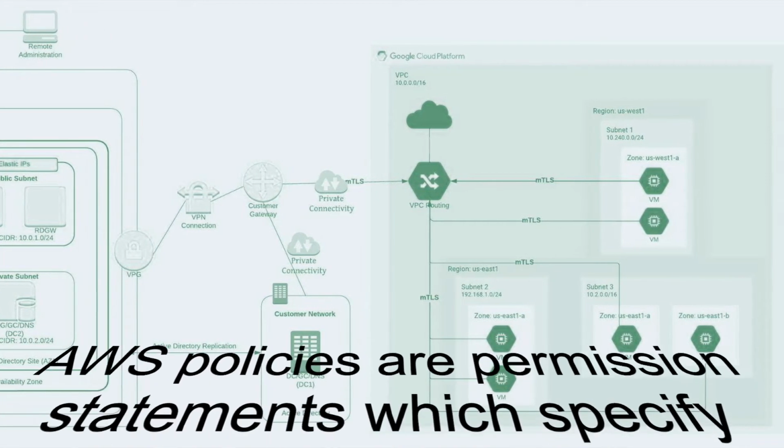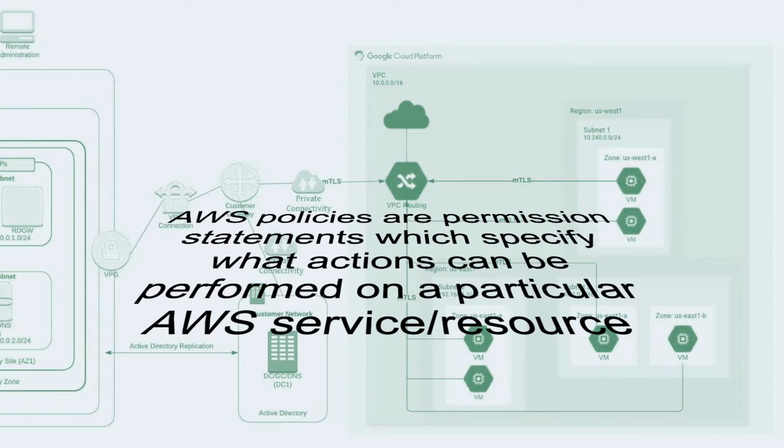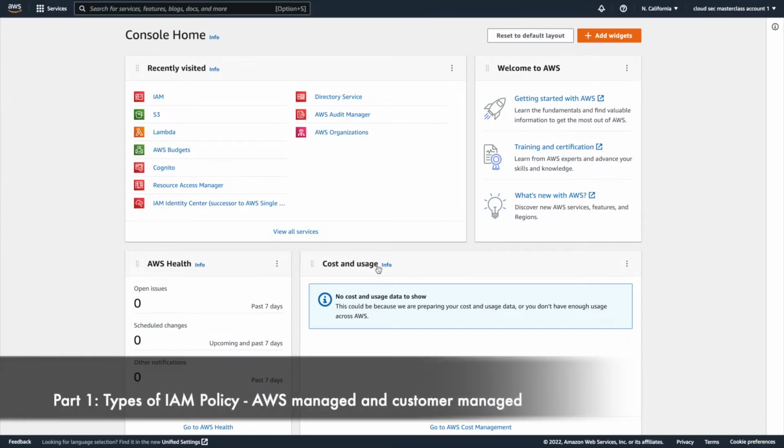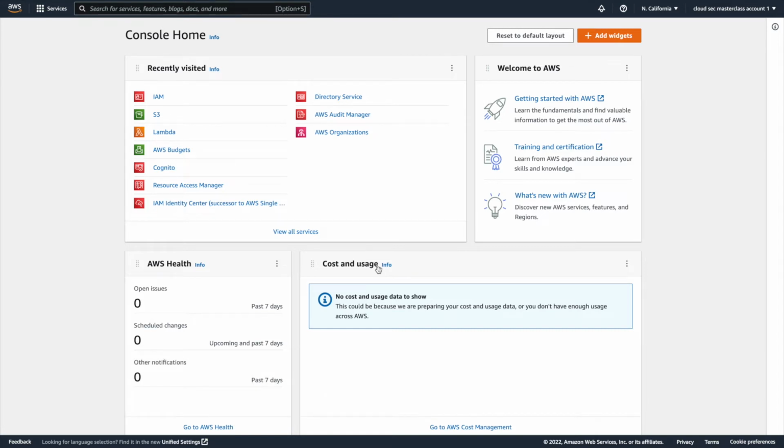AWS policies are permission statements which specify what actions can be performed on a particular AWS service. Some policies are created by AWS and are available in the AWS policies console, which are called the AWS managed policies. So let's take a look at some of the AWS managed policies which are created by AWS for you and are available by default in the IAM console.